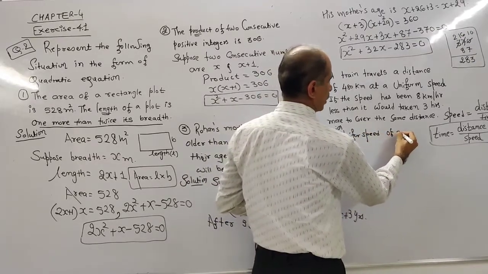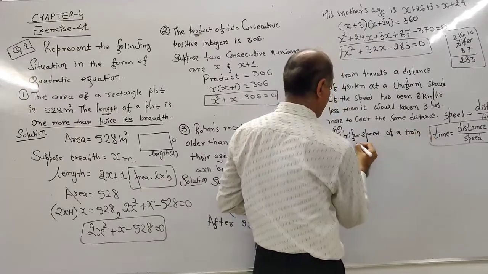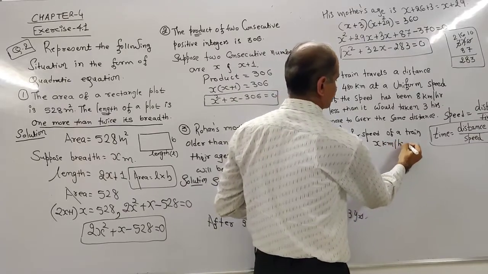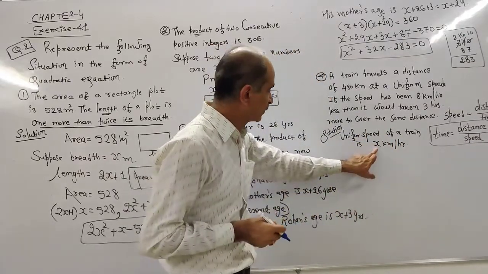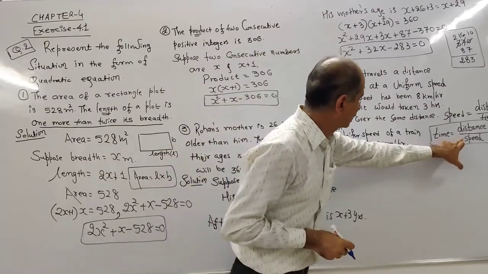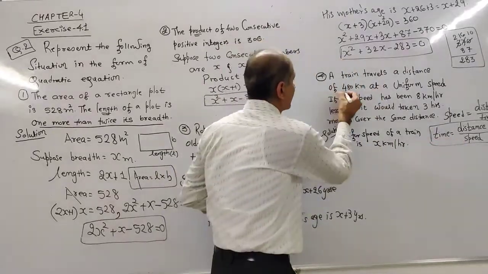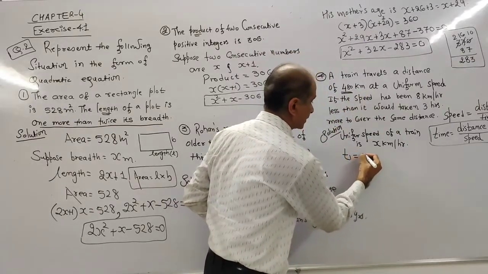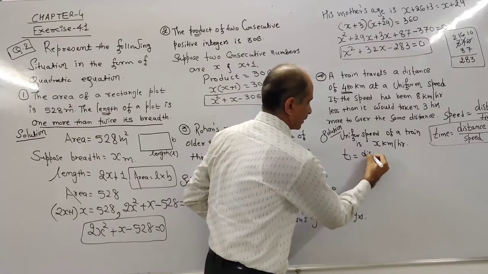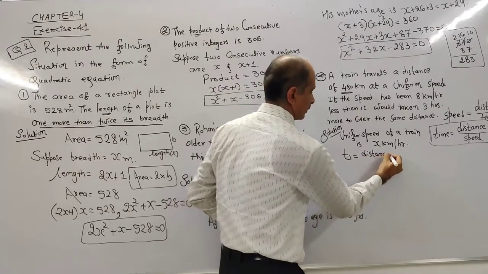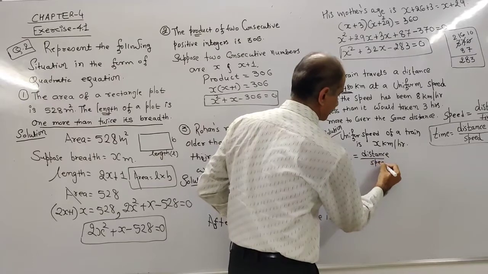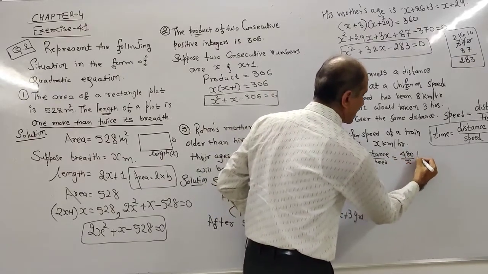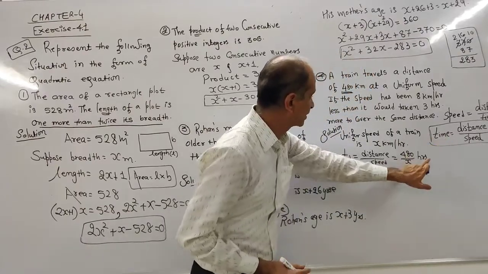The uniform speed of a train is x kilometer per hour. Speed is given to you. Distance is also given, that is 480. So the time taken to cover the distance is equal to distance upon speed. So it is 480 upon x hours, because time is measured in hours.